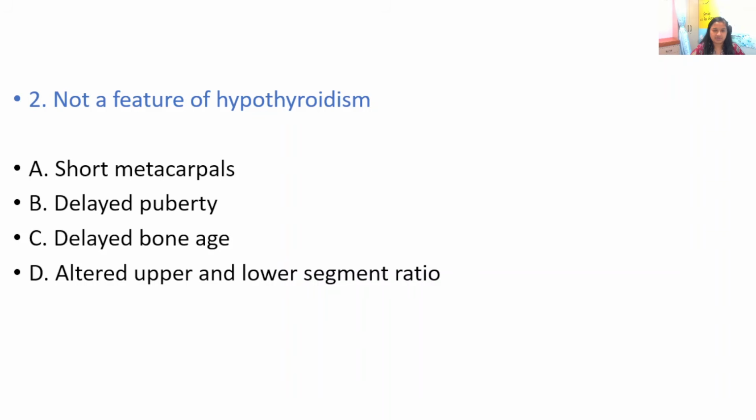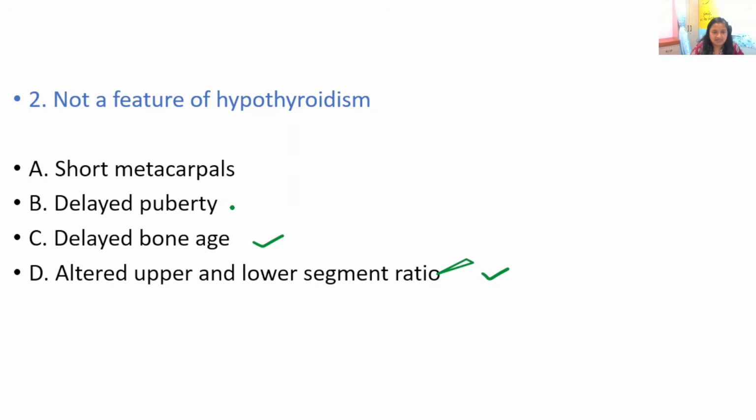Not a feature of hypothyroidism. Your options are short metacarpals, delayed puberty, delayed bone age and altered upper and lower segment ratio. Now first of all, altered upper and lower segment ratio is definitely a feature of hypothyroidism. Delayed bone age, yes, this is a feature of hypothyroidism.